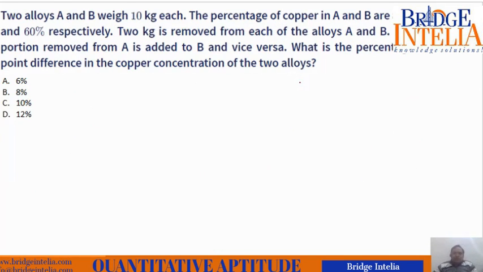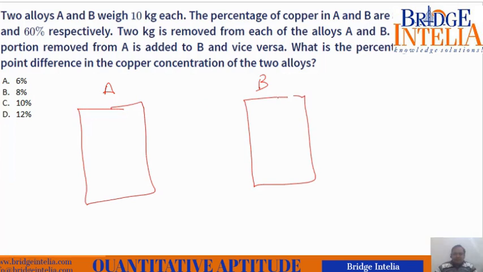Let's see this one. Two alloys A and B weigh 10 kg each. What else? The percentage of copper in A and B are 80% and 60% respectively. So the percentage of copper here is 80% and this one 60%.